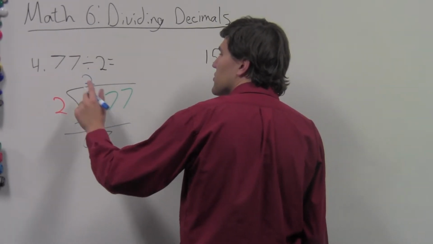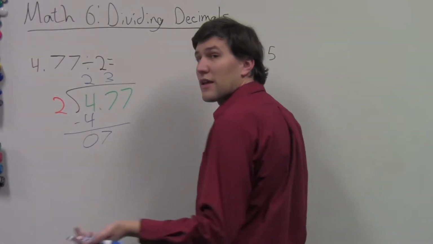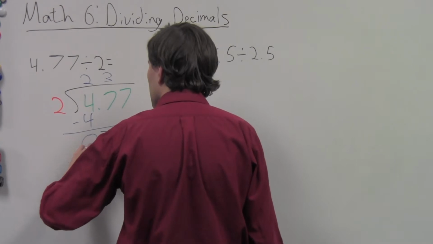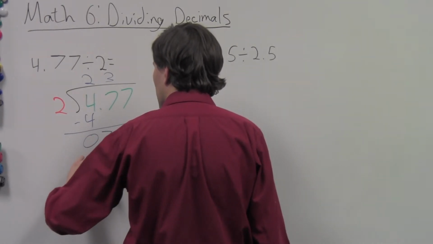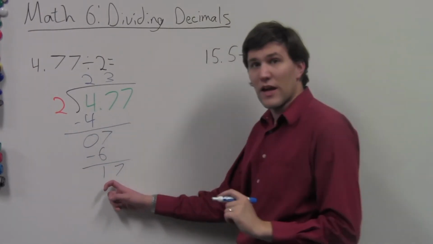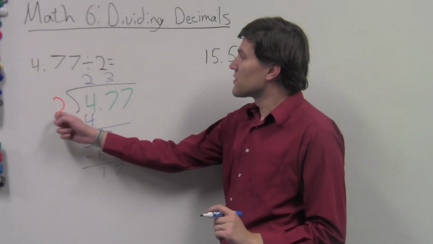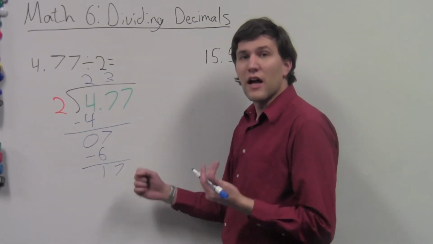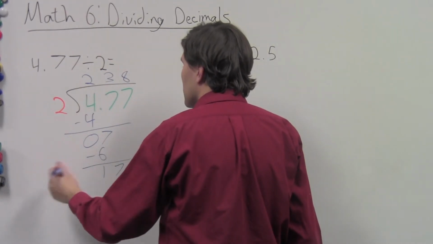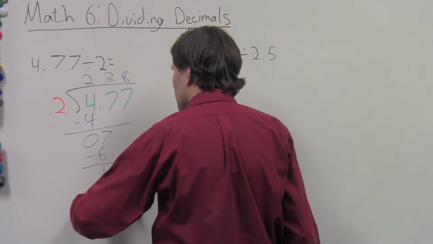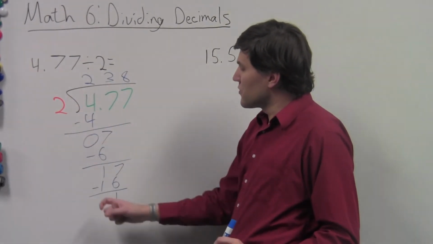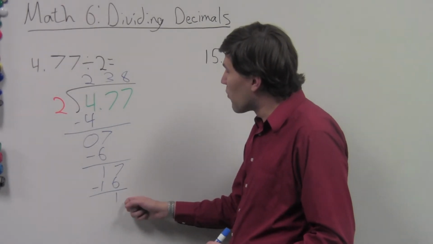Now, we go, how many times does 2 go into 7? It doesn't go evenly, but it will fit 3 times. So now we do 3 times 2, we subtract 6, and we're left with 1. We have to carry down the 7, and we ask ourselves, how many times does 2 go into 17? Again, it doesn't go evenly, but we can fit 8 groups of 2 into 17. We multiply 8 by 2, subtract 16, we have a remainder of 1.